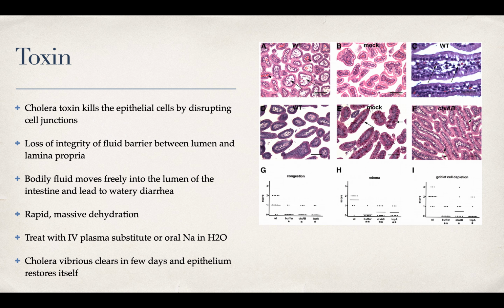So the cholera toxin will kill the epithelial cells by disrupting the cell junctions, allowing fluid to come in, and there's going to be a loss of the integrity of the fluid barrier between the lumen and the lamina propria. So the body fluid will move freely into the lumen of the intestines and lead to watery diarrhea. But it's not just a one-off kind of thing. This is rapid, massive dehydration. So you have to treat with some kind of IV plasma substitute or oral, salty water.